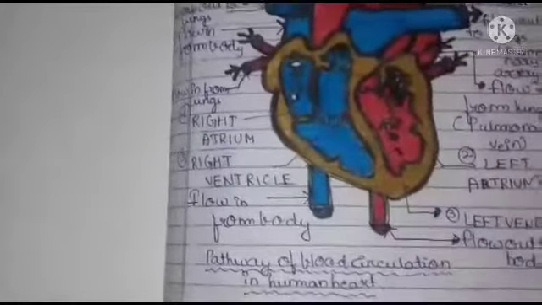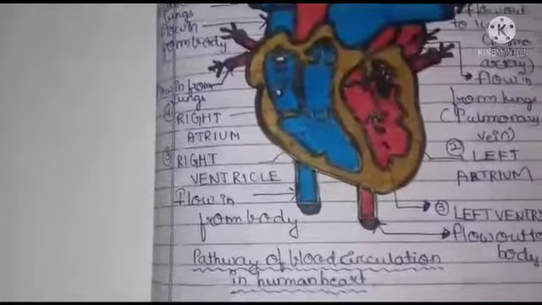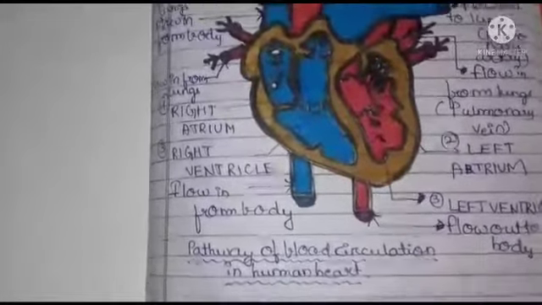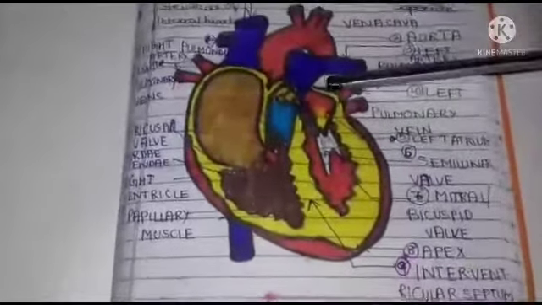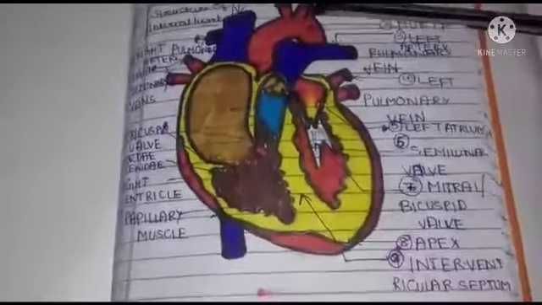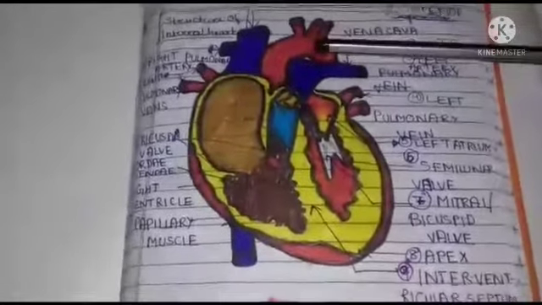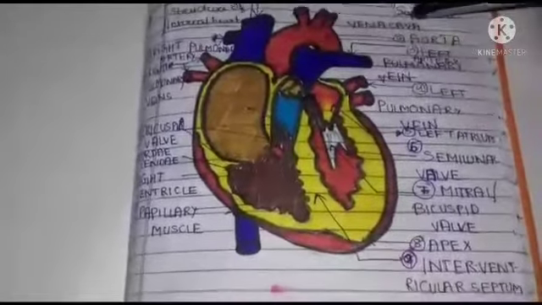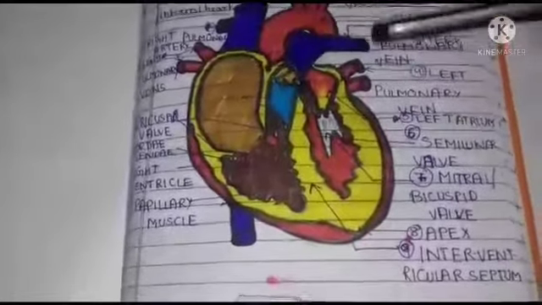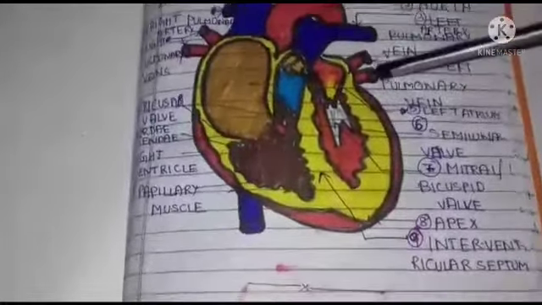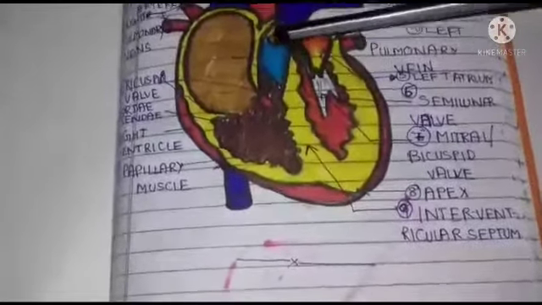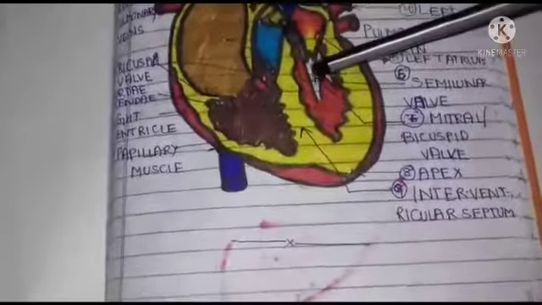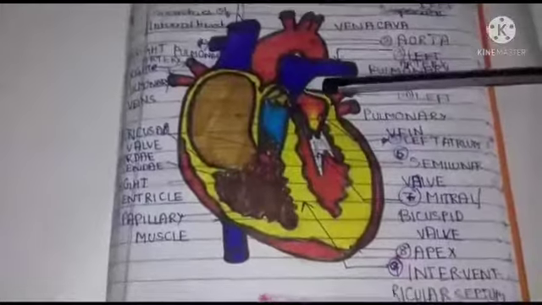Now, let us have a glance at another such diagram for a better understanding about the different structures and parts in it. Yes friends, this is another diagram of the same pumping organ, the heart. Now let us have a quick glance. This is your aorta. This is your superior vena cava. This is your left pulmonary artery. This is your left pulmonary vein. And this is your left atrium. This is your semilunar valve.